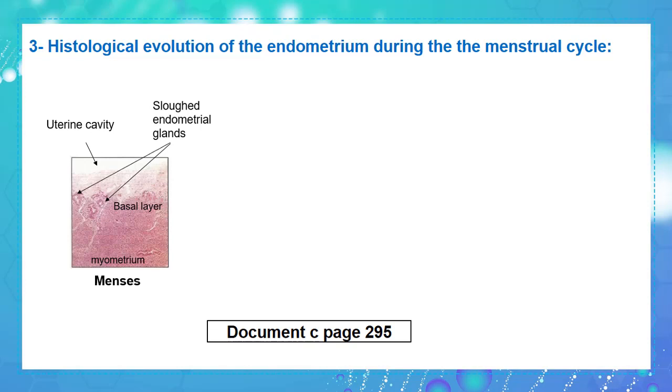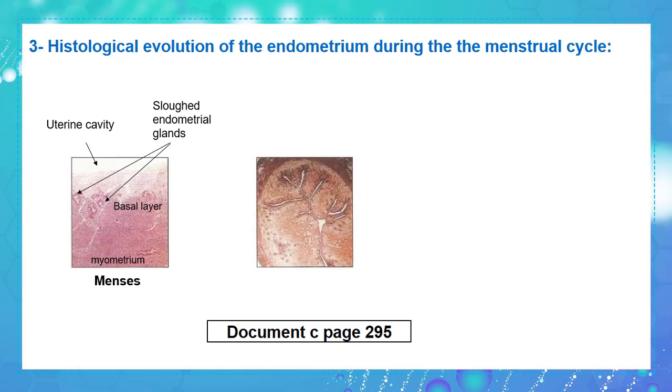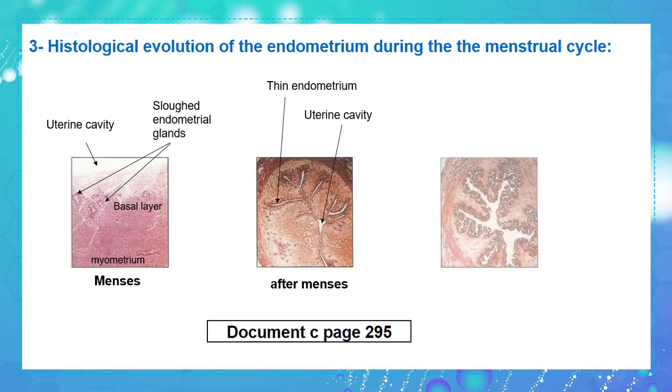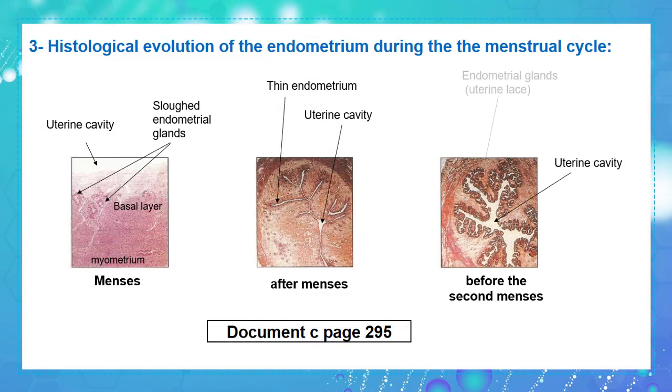while a few days after menses, the superficial layer of the endometrium grows again as shown in the second figure. And finally, a few days before the second menses, this superficial layer becomes even thicker with a different shape as well. It seems that the uterine wall undergoes some modifications throughout the female cycle. Those modifications are repeated again each month. We say they are cyclic.